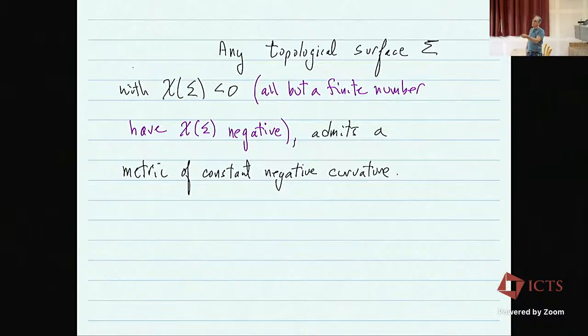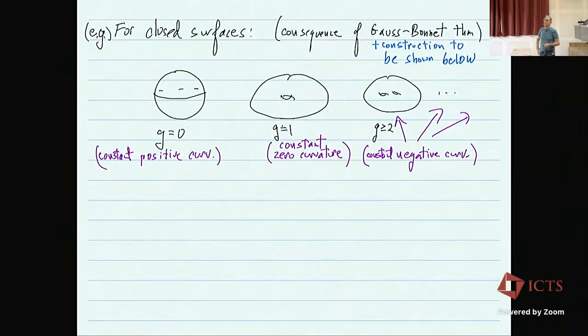So yeah, this was what I was saying before. The Euler characteristic we'll assume from now on is negative. And when it's negative, the surface admits a constant negative curvature Riemannian metric. For closed surfaces, it's a consequence of the Gauss-Bonnet theorem, plus a construction I'm going to show you below, that genus 0 has exactly one constant curvature metric. It's the constant positive curvature metric, and that's it. It doesn't have 0 or minus.